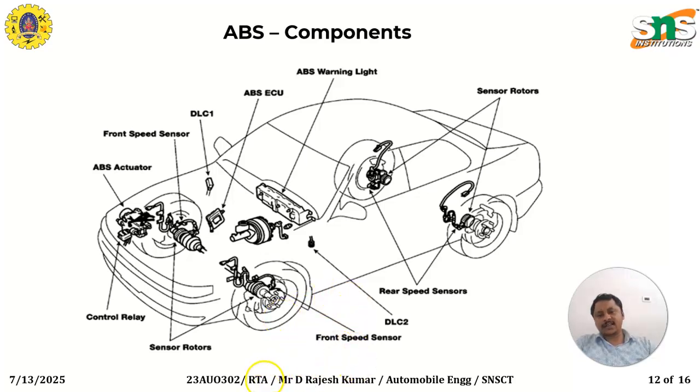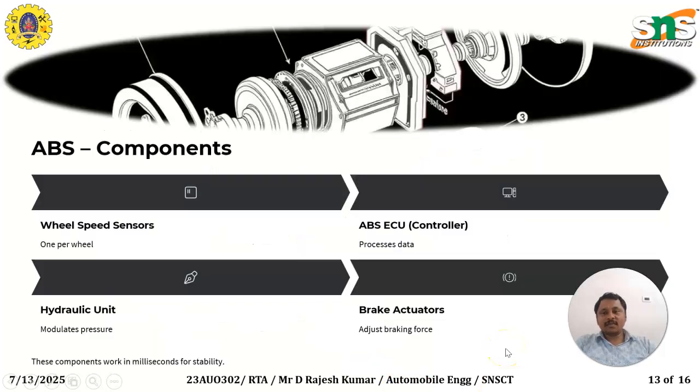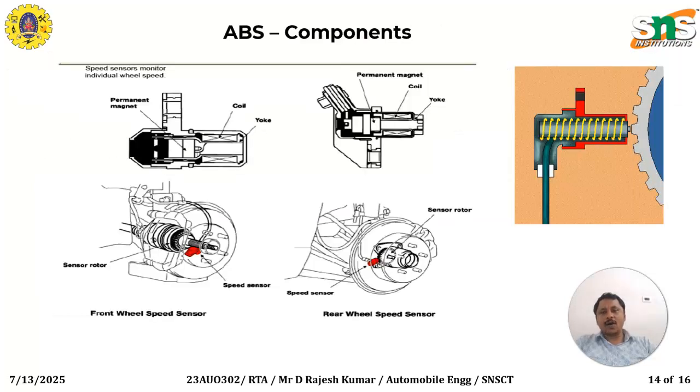So there are sensors, right? There are wheel speed sensors, the ECU, and the warning light. You can see all the wheels are mounted with wheel speed sensors. This I already told you, and you can see how the wheel speed sensor is functioning.